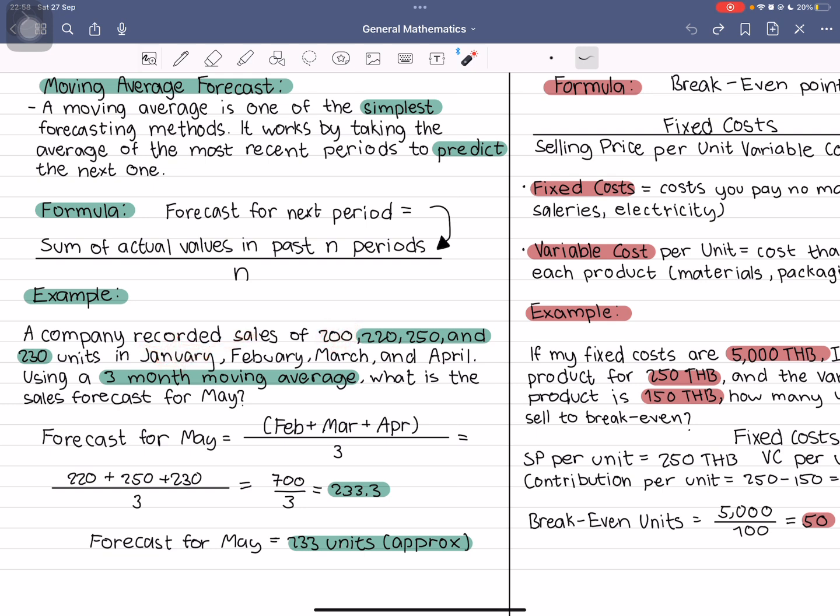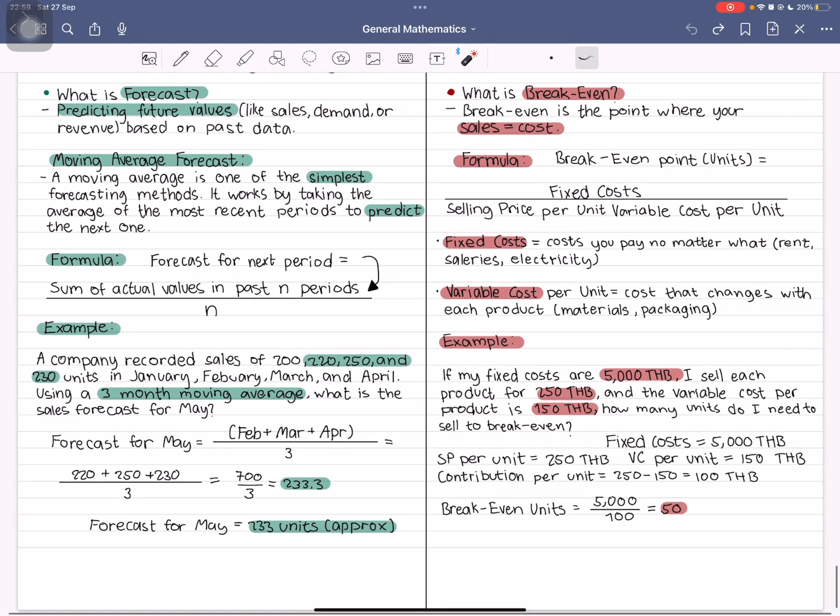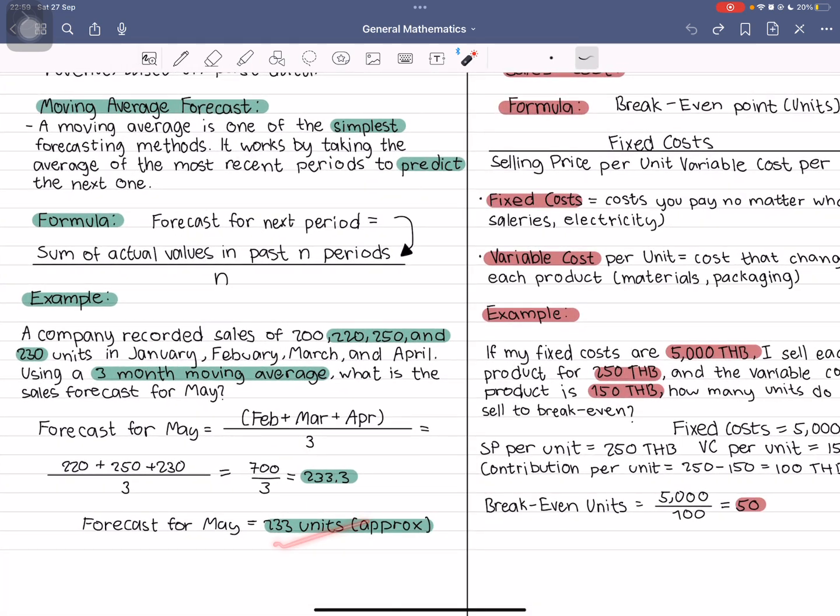So we will get 230, 220, and 250. And then we add all of them together and then divide by 3. See, it's so easy, guys. So we will get 700 over 3, and 700 divided by 3 equals 233.3. And this is scientifically proven by me because I have used a calculator for this. So the answer for this question is 233.3 units. So forecast for May is 233 units approximately.